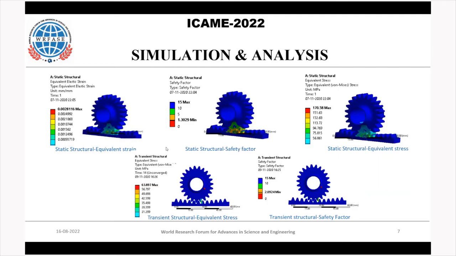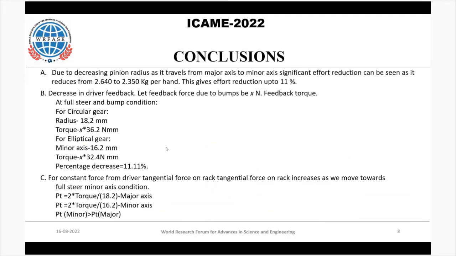So it is clearly evident that in both the analyses, the safety factor is more than 1, proving the mechanism to be safe. So conclusively, with this mechanism, there is an 11% decrease in required steering effort as we move from center to lock position as we steer for tight turns. So we get quick steering with reduced effort.